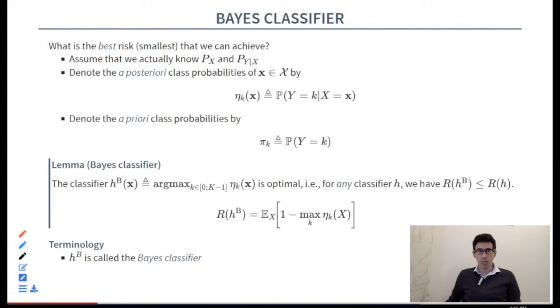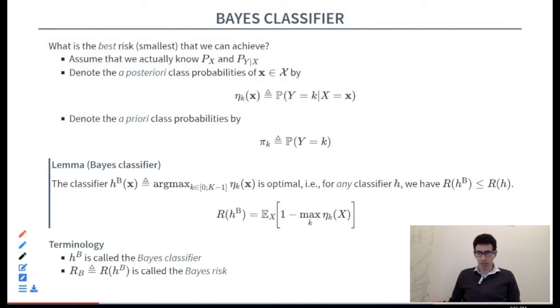Now, conveniently, it's also possible to compute exactly the true risk of that classifier. The formula is perhaps intuitive, perhaps not, but it takes the form of the expected value over x. Remember, x is a random variable that determines how you draw your data in your data set. The expected value of 1 minus the max over k of eta k of x. And the convention is that this R of h_B, the true risk of the Bayes classifier, is often denoted just R_B and is actually called the Bayes risk.